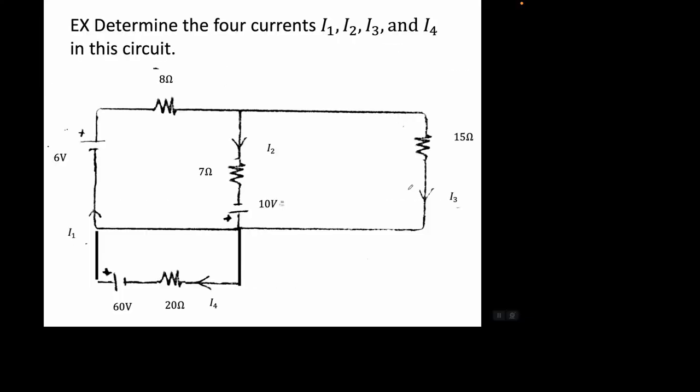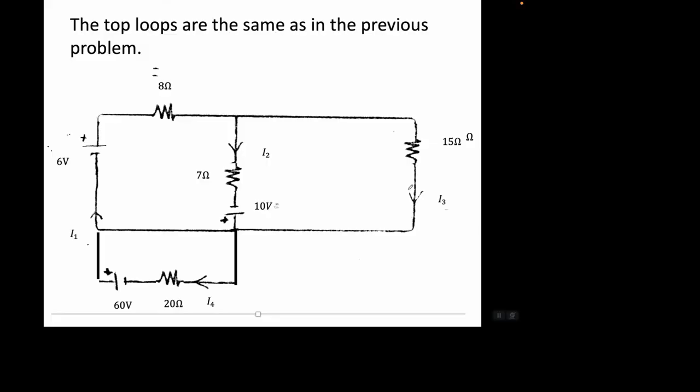Now let's determine the currents I1, I2, I3, and I4 in this circuit. Okay. The top loops are the same as in the previous problem. All I've done is add this circuit at the bottom. Why don't you stop this, take a moment, and see if you can figure out what the voltage changes are going to be when we start here and go all the way around. Or if you're not ambitious enough to do that, I'll just tell you what the answer is.